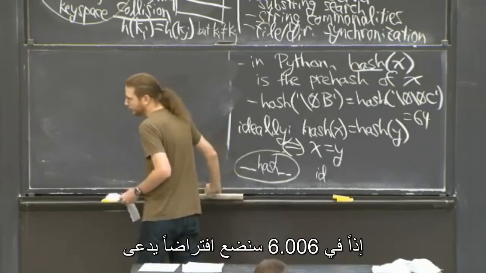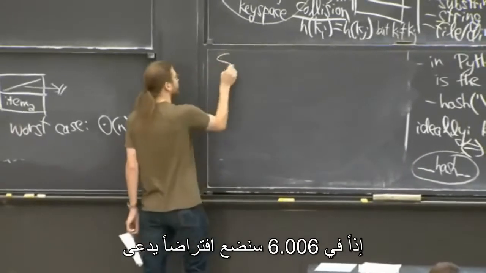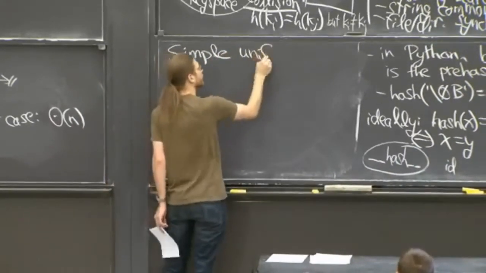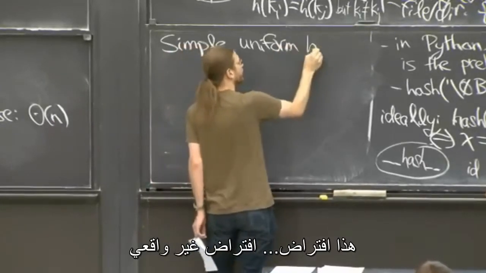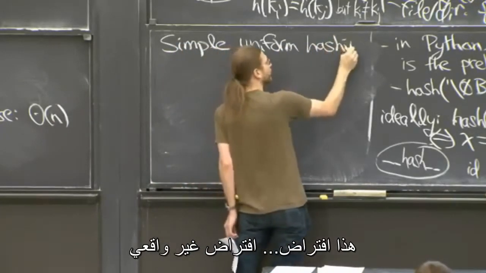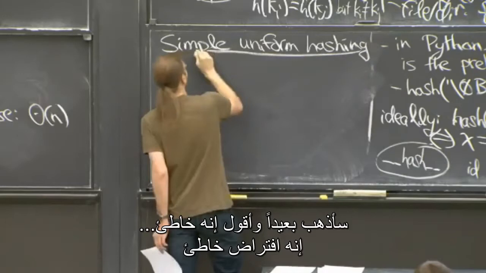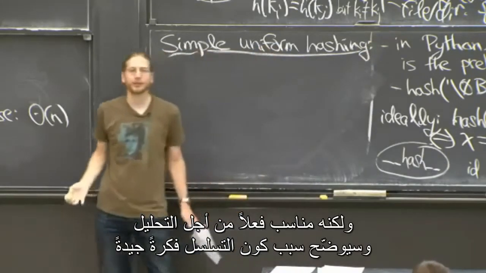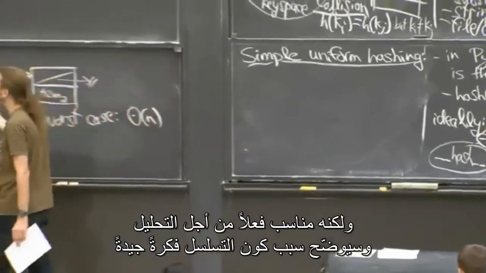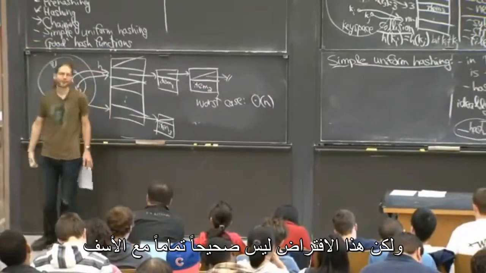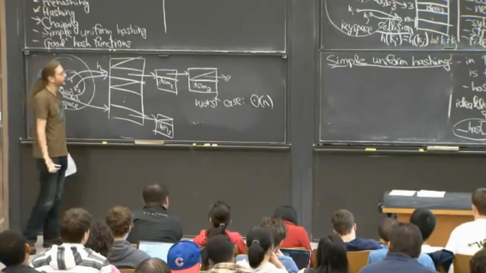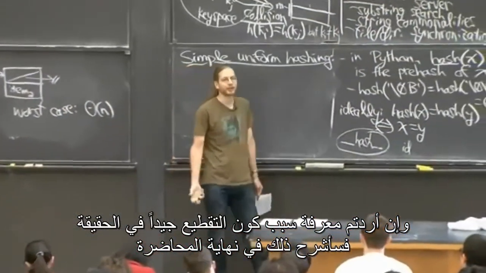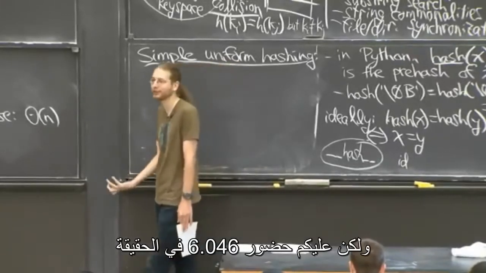So in 006, we're going to make an assumption called simple uniform hashing. This is an assumption. It's an unrealistic assumption. I would go so far as to say it's false. But it's really convenient for analysis, and it's going to make it obvious why chaining is a good idea. Sadly, the assumption isn't quite true, but it gives you a flavor. If you want to see why hashing is actually good, I'm going to hint at it at the end of lecture, but really you should take 6046.